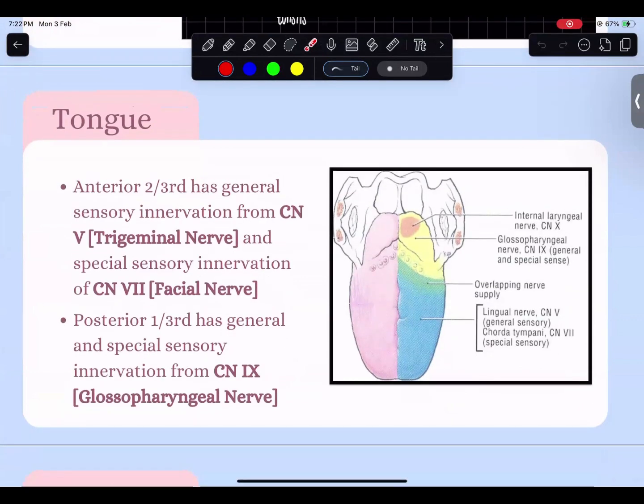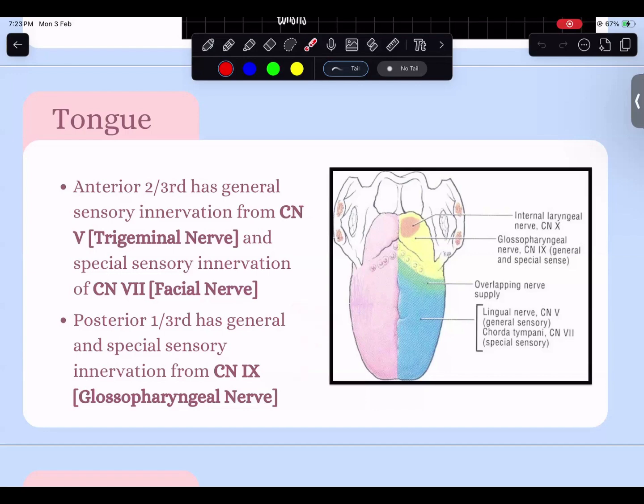Okay, so for the innervation of the tongue, really important. The anterior two-thirds of the tongue is innervated by different cranial nerves, whereas the posterior one-third of the tongue is innervated by different cranial nerves. Posterior one-third of the tongue, the general and the special sensations are innervated by the same cranial nerve, which is glossopharyngeal nerve, okay? So posterior one-third is easy to remember, just glossopharyngeal, which is the ninth cranial nerve.